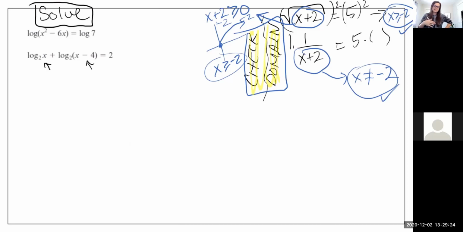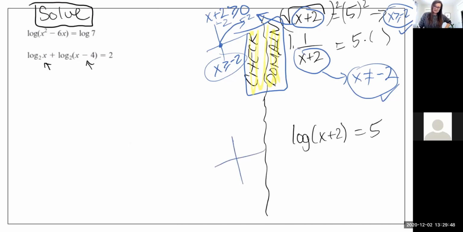The same thing happens to exponentials because they have a restriction, or logarithms, because they also have a restriction on the domain, right? So if you have something like log of x plus 2 equals 5, just continuing our examples, logarithms generally have this sort of thing.